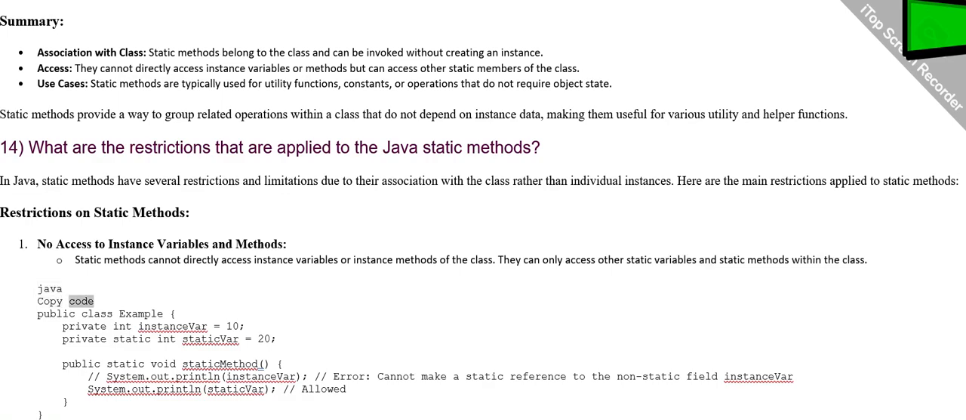Java. Copy code. public class Example { private int instanceVar = 10; private static int staticVar = 20; public static void staticMethod() { // System.out.println(instanceVar); // Error: Cannot make a static reference to the non-static field instanceVar. System.out.println(staticVar); // Allowed.